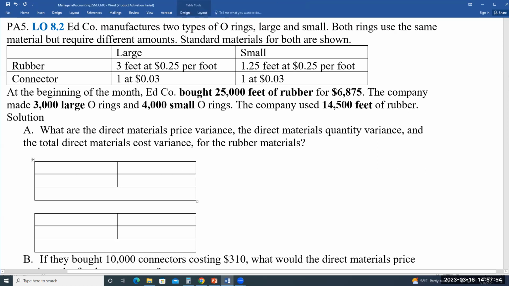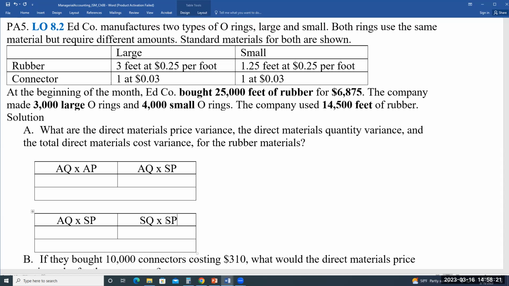Okay. So we'll use our first formula first. Actual quantity times actual price minus actual quantity times standard price. And second formula, actual quantity times standard price minus standard quantity times standard price. Okay. Then we fill it in.